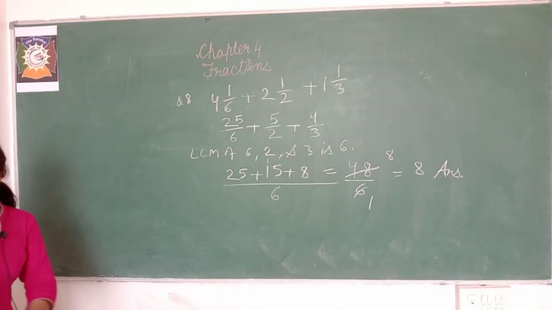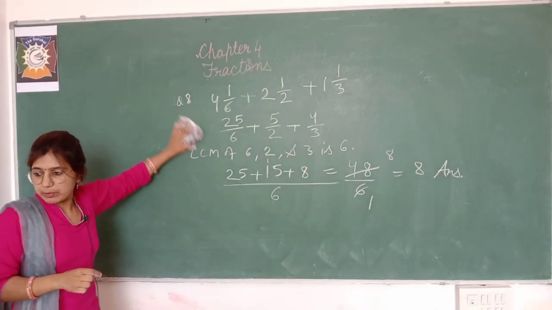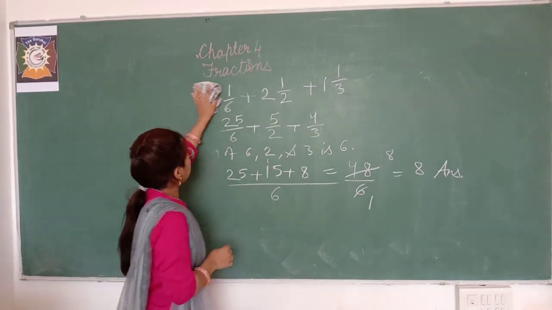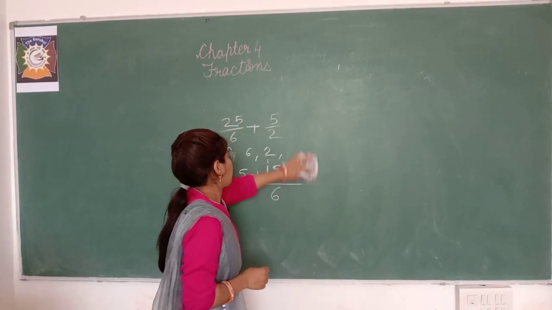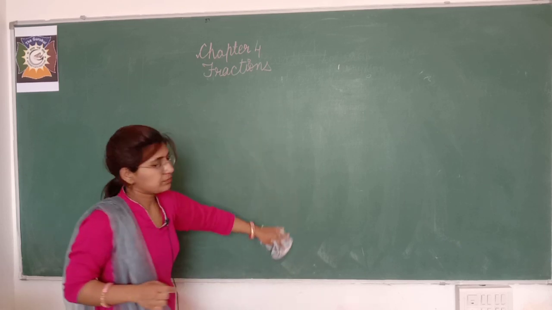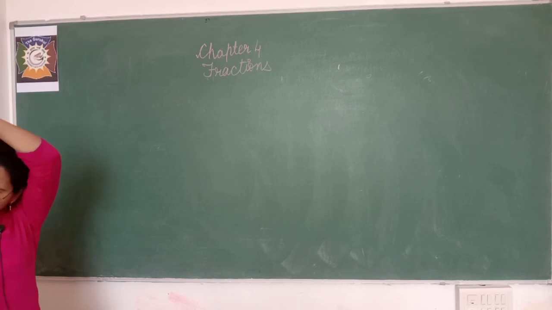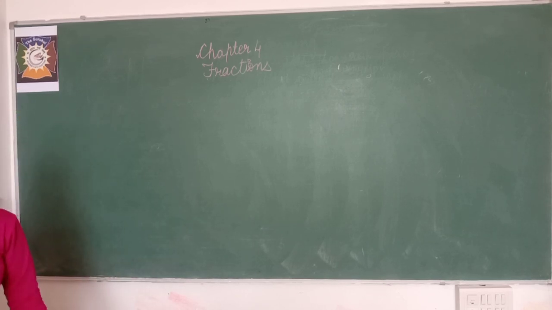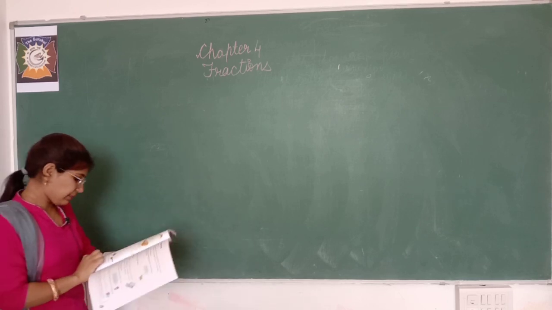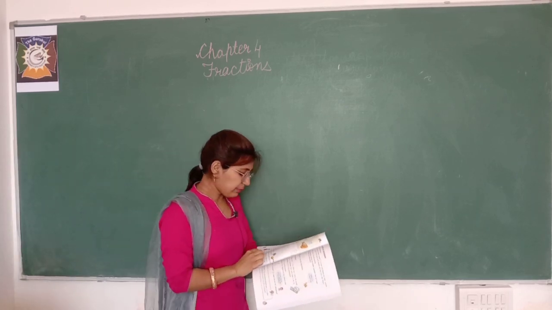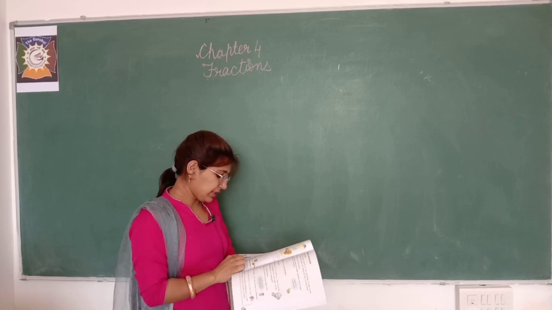Now after solving this we will solve our word problem, that is question number B part 1. See बच्चे, in question number B part 1 what is given? Amina bought 3/8 meters of a red ribbon and 1/2 meter of a blue ribbon. What is the total length of the ribbon that she bought?